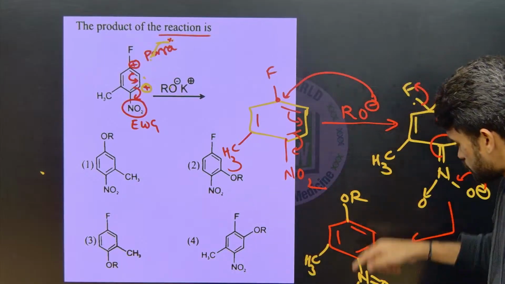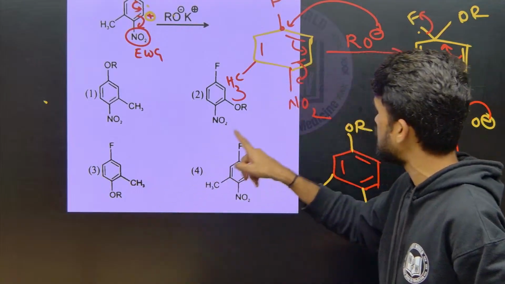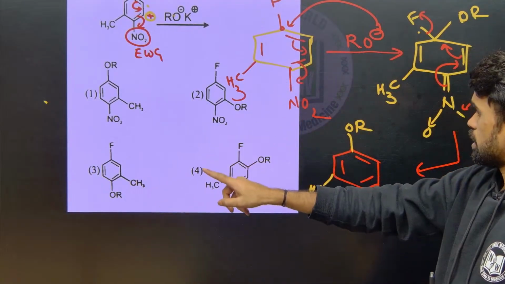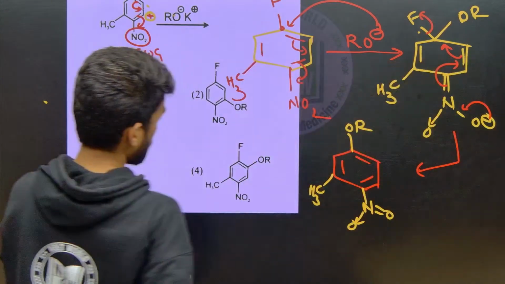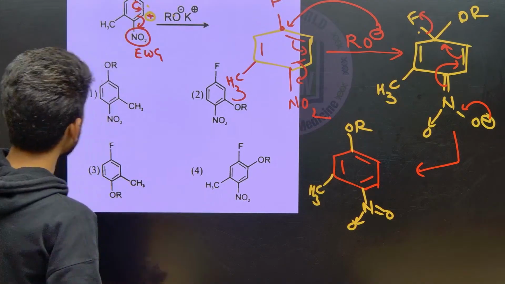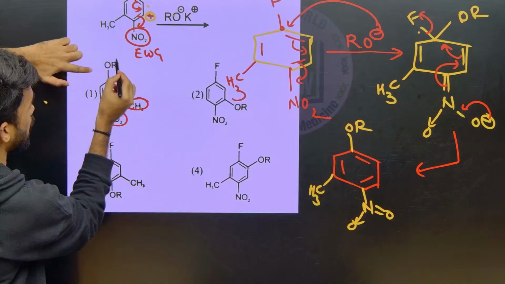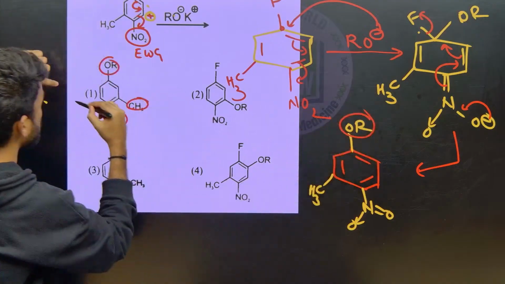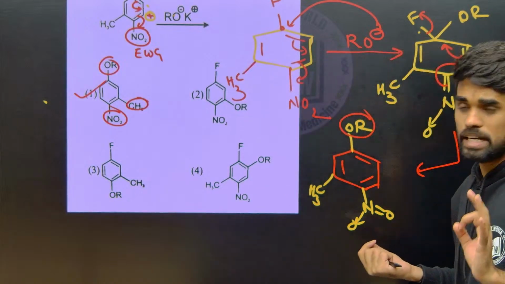Now tell me, where do we have this kind of product in the options? See, we have it in option number 1, just look. Yeah, so option number 1 is our answer. See, nitro, methyl group and OR group. So what is our option? Option number 1 is the perfect answer for this question. Hope it is also clear.